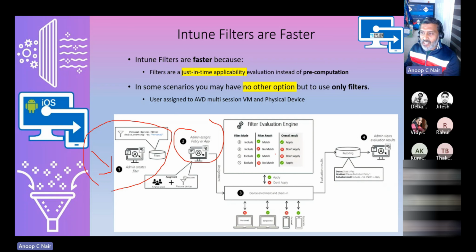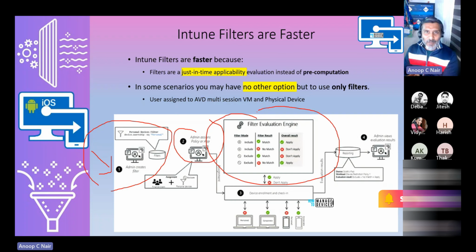And the third one is basically the main thing, the brain of the assignment filter. This is a Microsoft service that we don't have any visibility into. There are three different things over here. There are two filter modes, include and exclude. And then there are filter results and overall results. For include, if it is matching, the policy or application will apply to that particular device and get deployed to it. If the mode is exclude and it is matching, then the policy will get excluded from that device, and the application will also be excluded from that device.